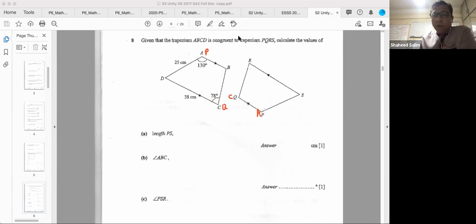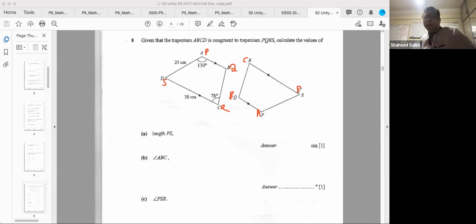Sorry, not C to Q. B is to Q. B, Q. Then C is to R. C, R. D is to S. Now I'm very clear.